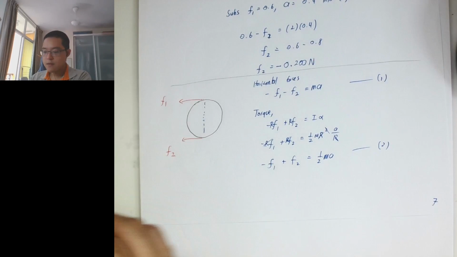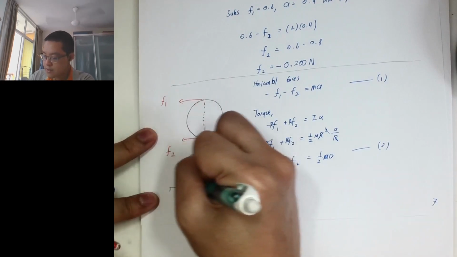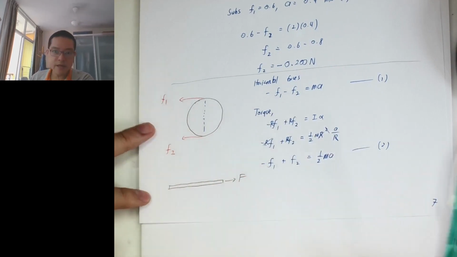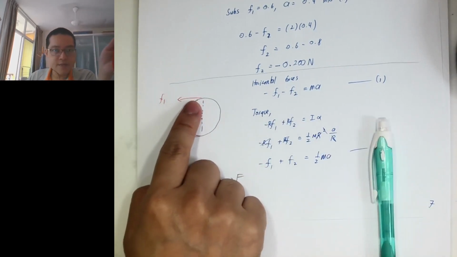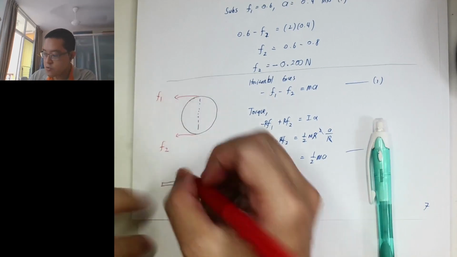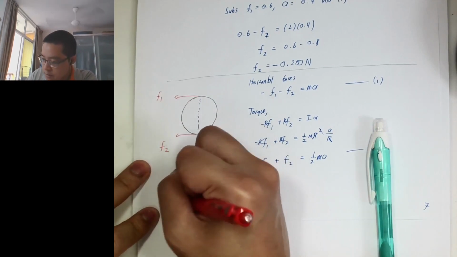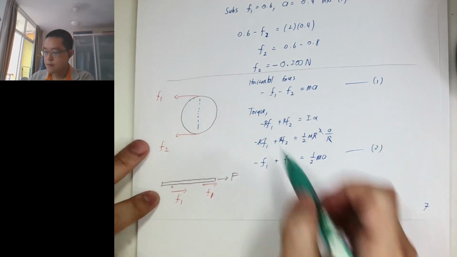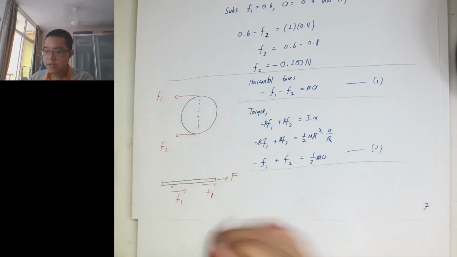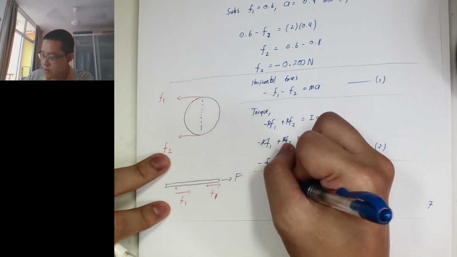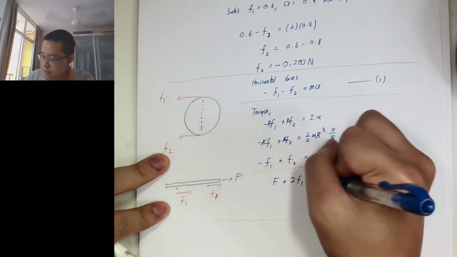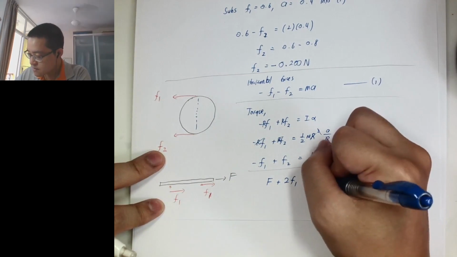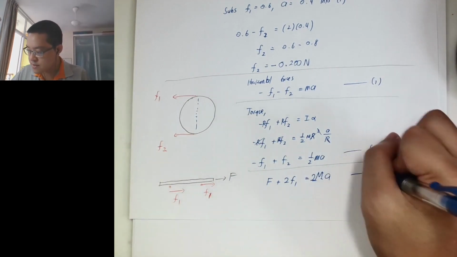Right? And then let's look at the force at the plank. So the plank force is still pulling forward to the right at F. And now my F1 is to the left for the cylinder. So by Newton's second law, it should be opposite now. So I got F plus 2F1 is equal to 2MA. Right? So this is equation 3.